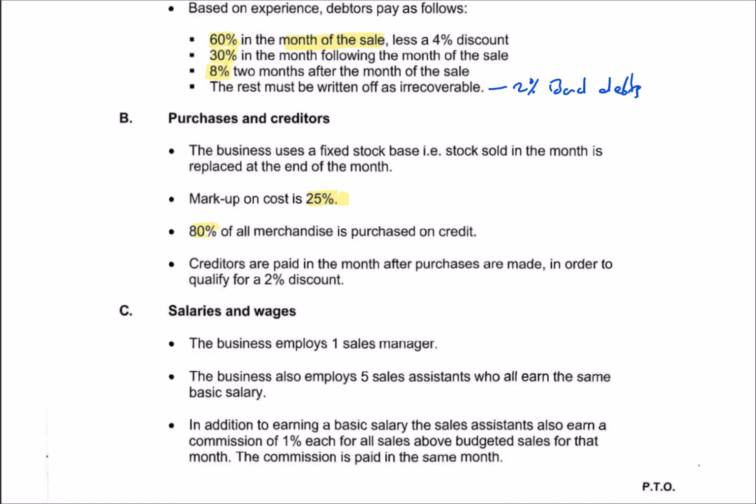Then creditors are paid in the month after purchases are made. Right, that means creditors, talking about the 80%. Creditors are paid in the month after the month of purchase. That means if you purchased goods in March, you pay creditors in April, in order to qualify for a 2% discount. So that will be payment minus 2%.